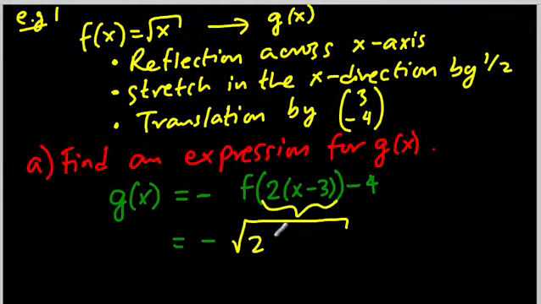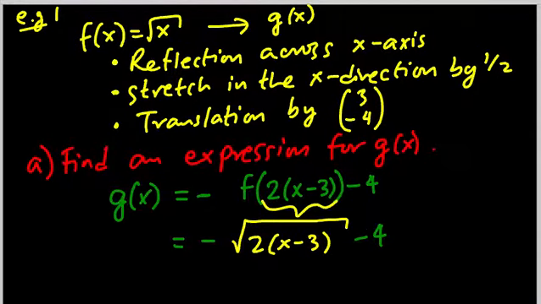So it's going to be 2x minus 3, and then maybe I should use green, and then minus 4. So the first thing is we have an expression for g of x, which is simply negative square root of 2x minus 3, minus 4.